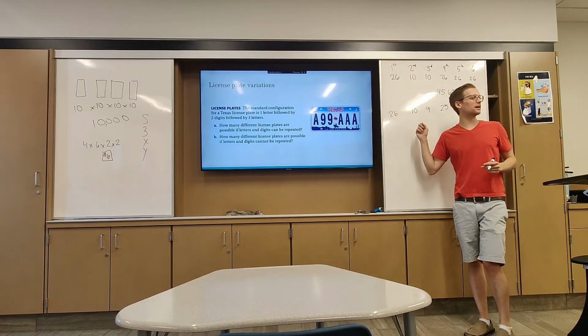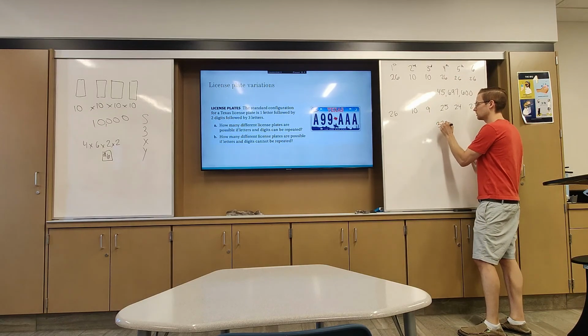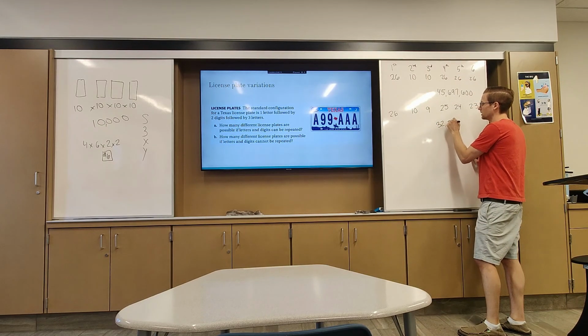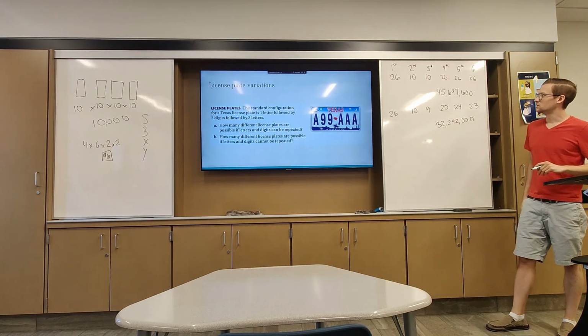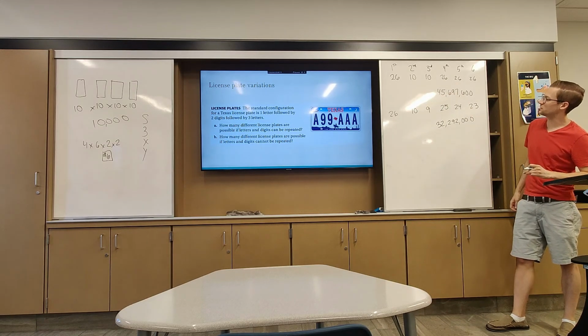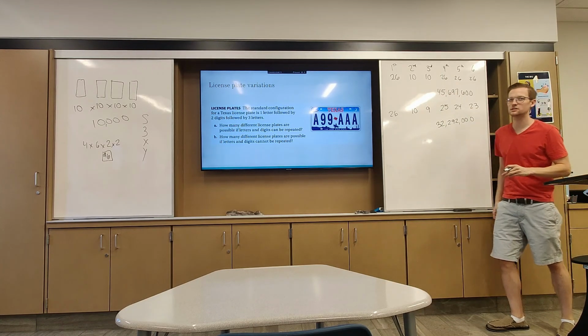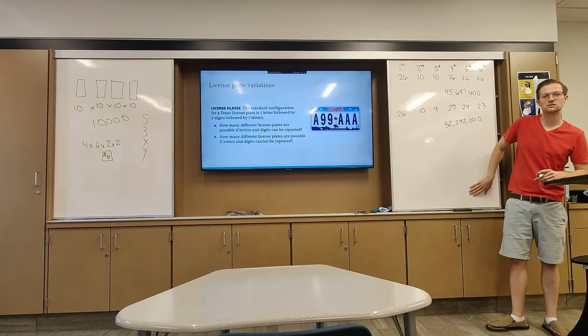When you multiply them together, what do you get? 32,292,000. 32 million, 292,000. Yes. So you see that we lost 13 million. We lost 13 million combinations because we couldn't repeat these letters.